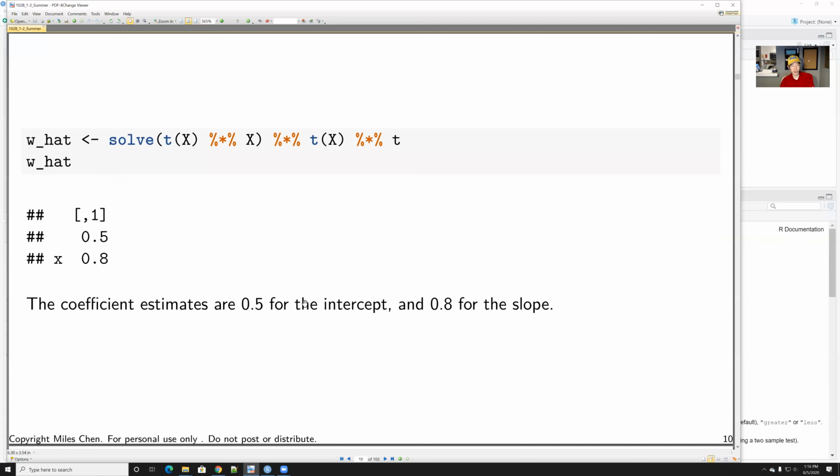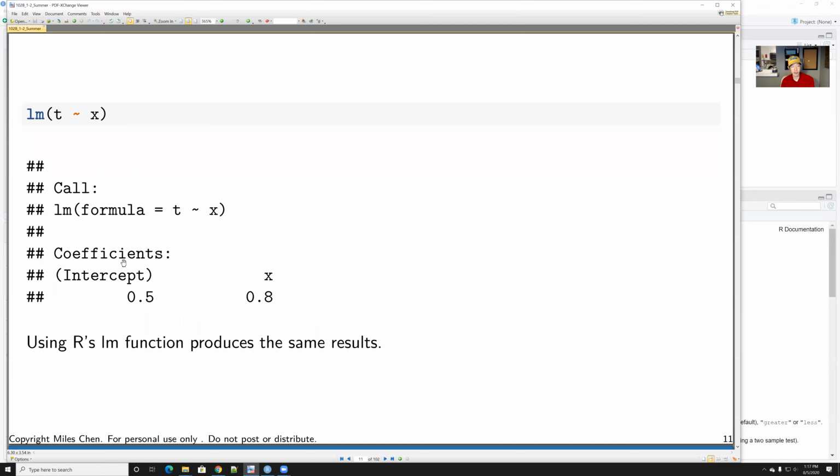And then I'm going to multiply that by the actual value matrix T, which is a 4 by 1 column matrix, okay? And so our W hat is X transpose X inverse, X transpose T, and that gives me W hat, which is 0.5 and 0.8. And therefore this says the coefficient estimates are 0.5 for the intercept and 0.8 for the slope. So the best fitting intercept and slope are 0.5 and 0.8.